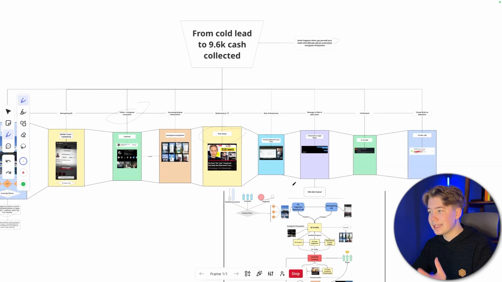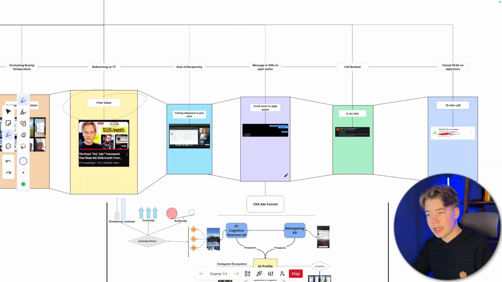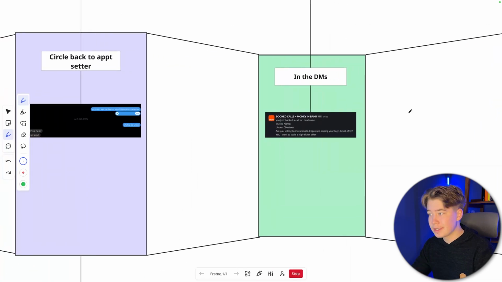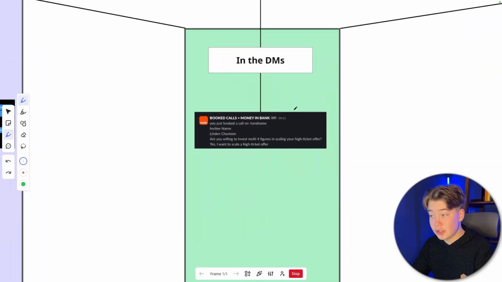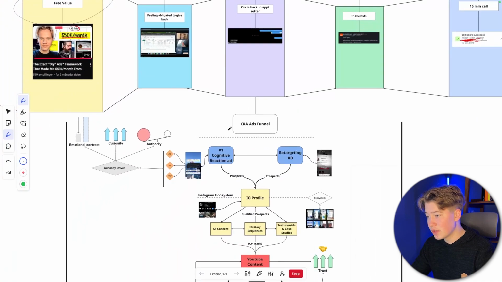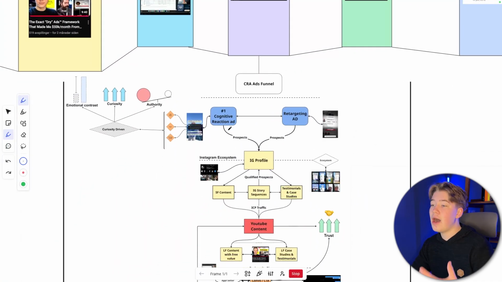So that is how you're able to have such a high cash collection rate, and you're able to book calls every single day. Like, we're booking 5 calls a day. So Lyndon is just 1 of 5. I want you to think about that for a second. So I want to now give you a full breakdown of how the funnel actually works.